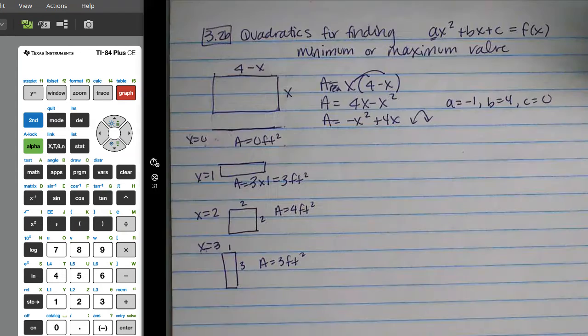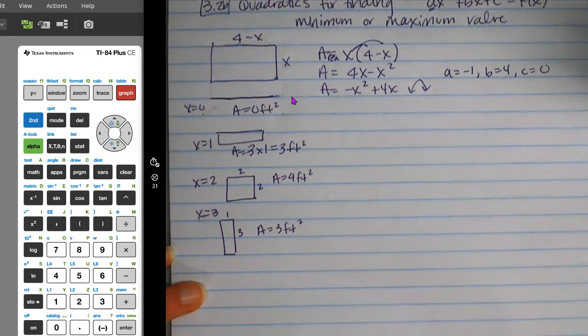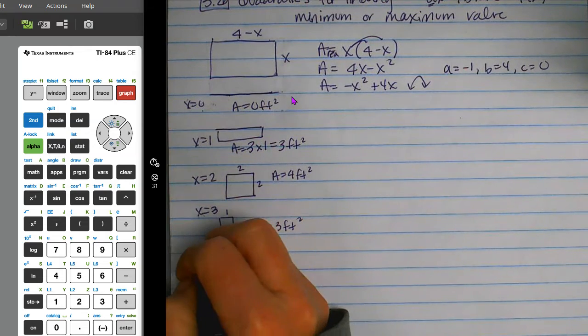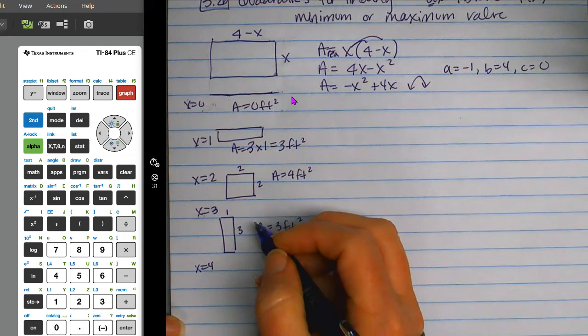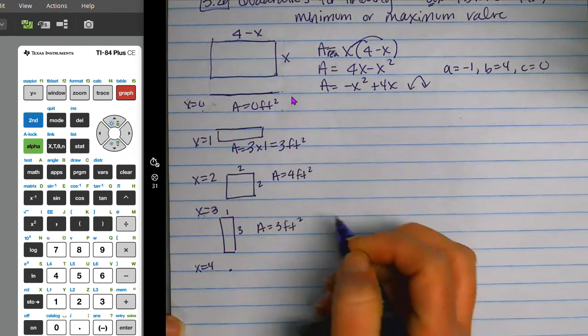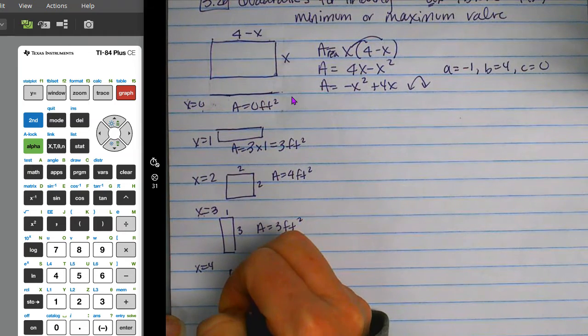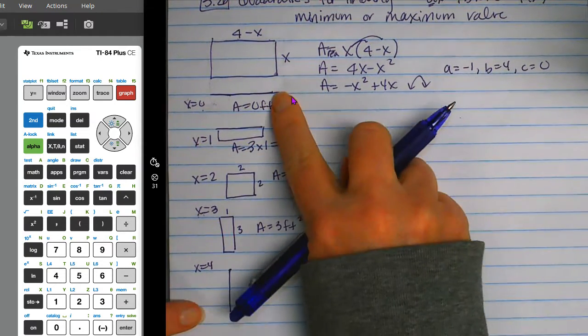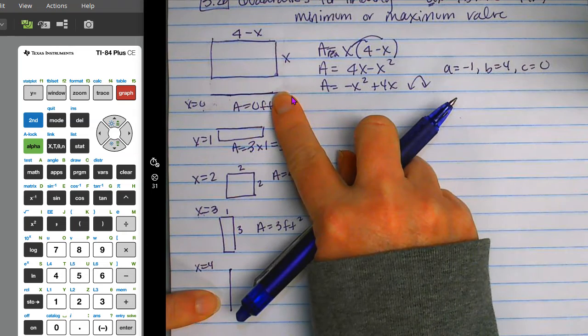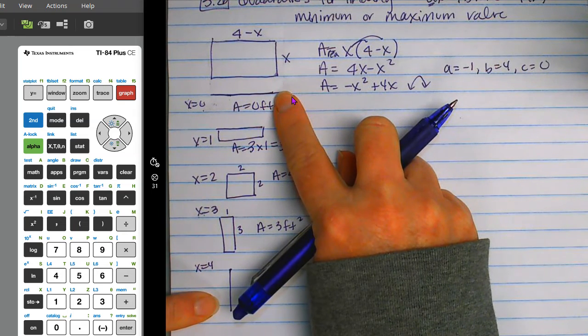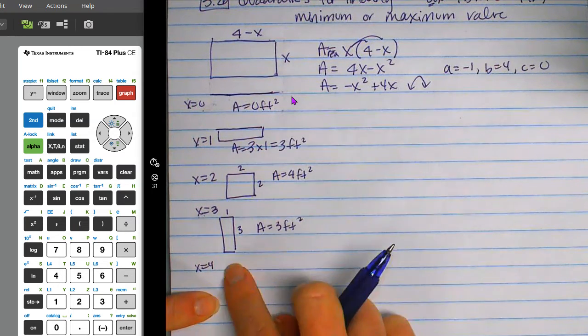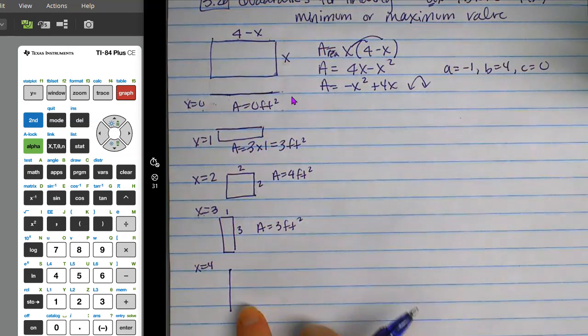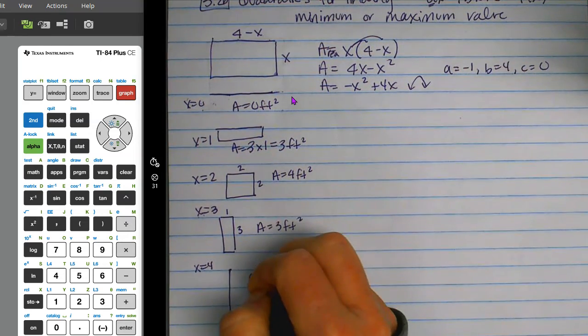So looking at our picture, if we went down to 4 for x, which I didn't write here, but I can, if x equals 4 again, I have 4 minus 4 on the top, I have 0, and then I'd have 4 on this side. So I just have a straight line, but in the other direction. So these are like opposite directions for the fences, but there's no room for anything to live in there. So my area is 0 here.